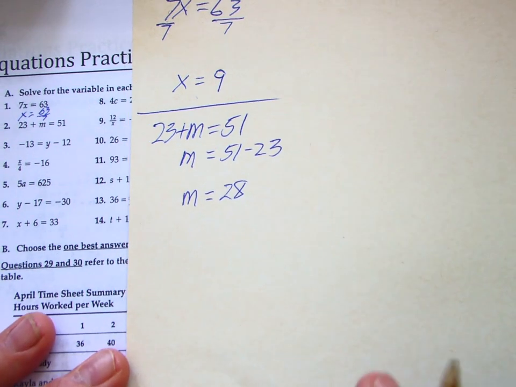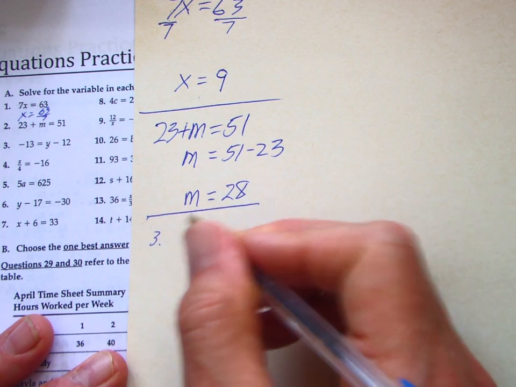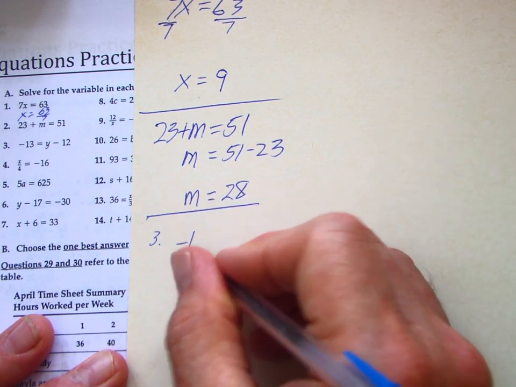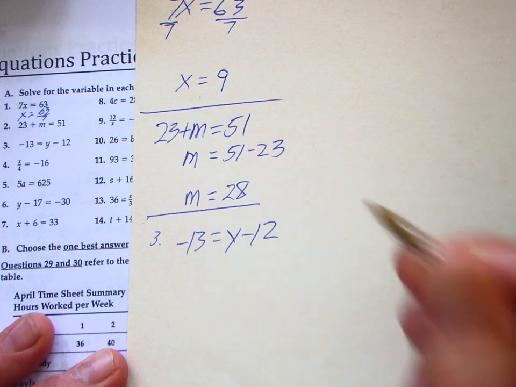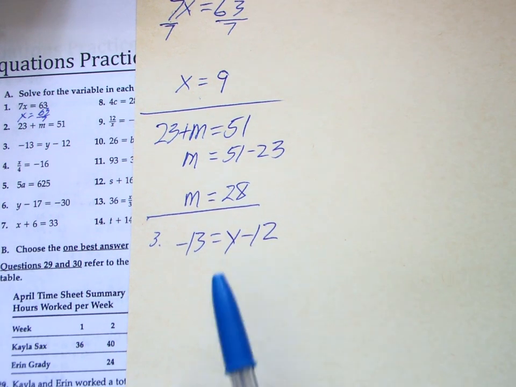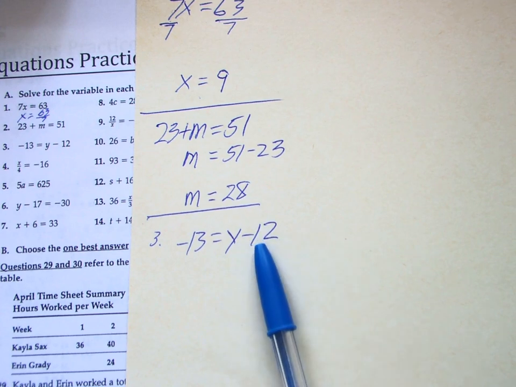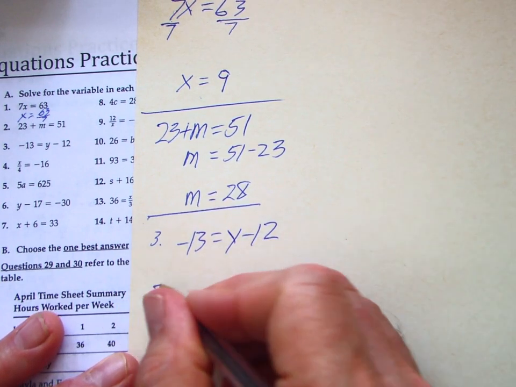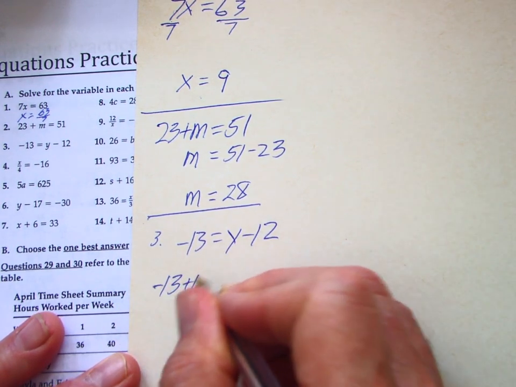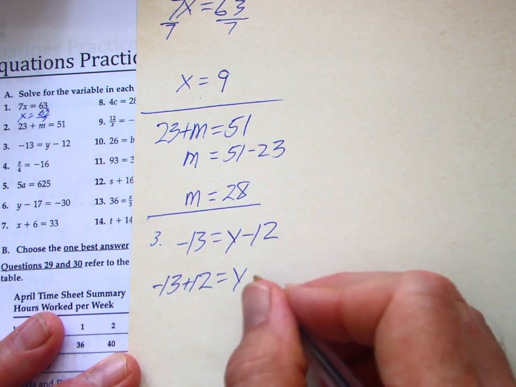Okay, number 3. Number 3 has a negative number. Okay, negative 13 equals y minus 12. Well, this time I got y on this side of the equation, so I'm going to leave it there. I want to get rid of this minus 12. How do you get rid of minus 12? You add 12 to both sides. So then I get minus 13 plus 12 is equal to y minus 12 plus 12 is 0.